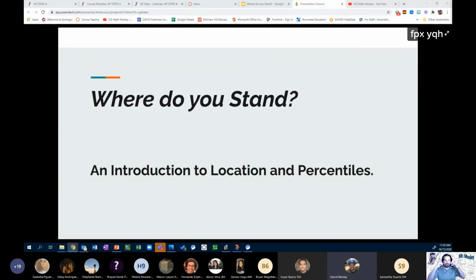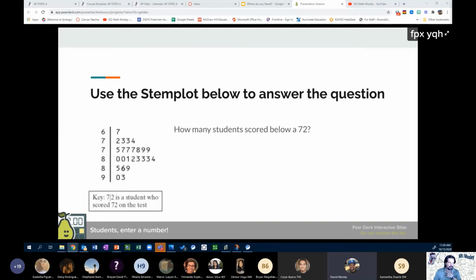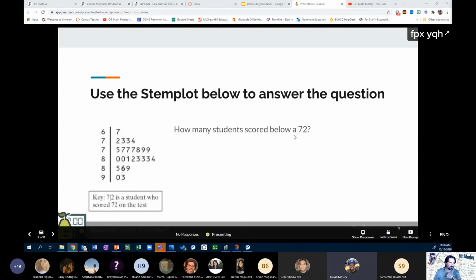So here we are. Where do you stand? This is an introduction to location and percentiles. This is interactive. You will have to type in answers and such. All right. So we're going to use the stem plot below to answer the question. How many students scored below a 72 according to this stem plot?